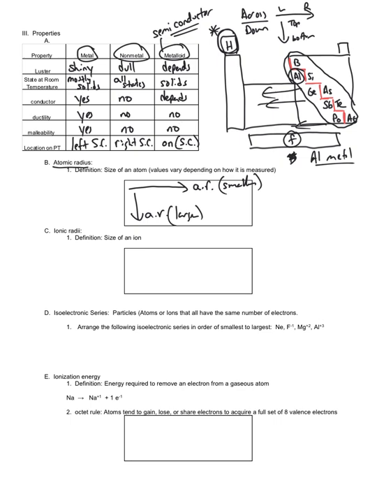The key question is, why do they get smaller going across, even though they have more subatomic particles? The key concept is called Coulombic attraction.